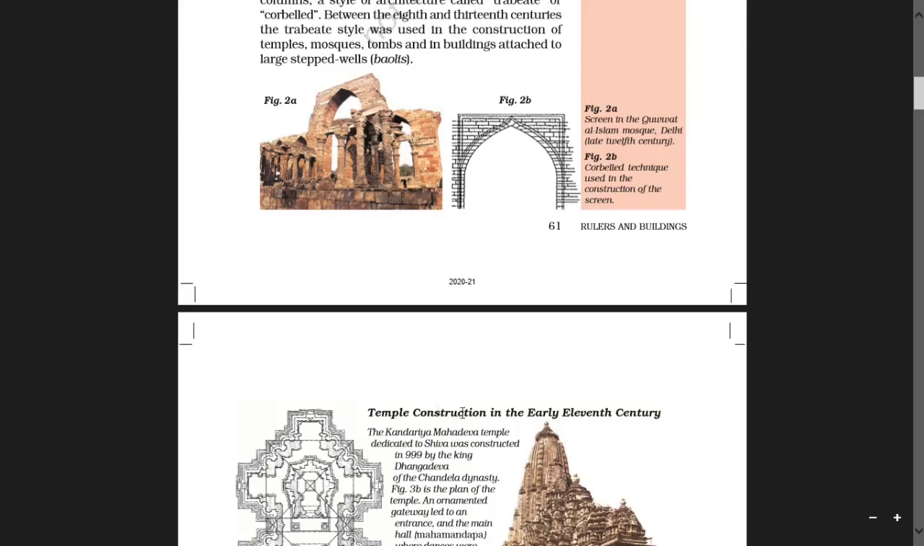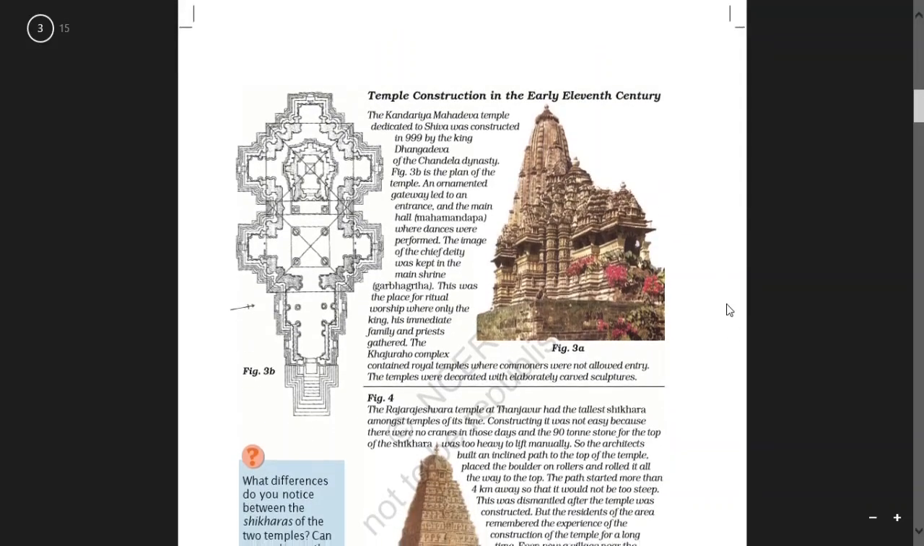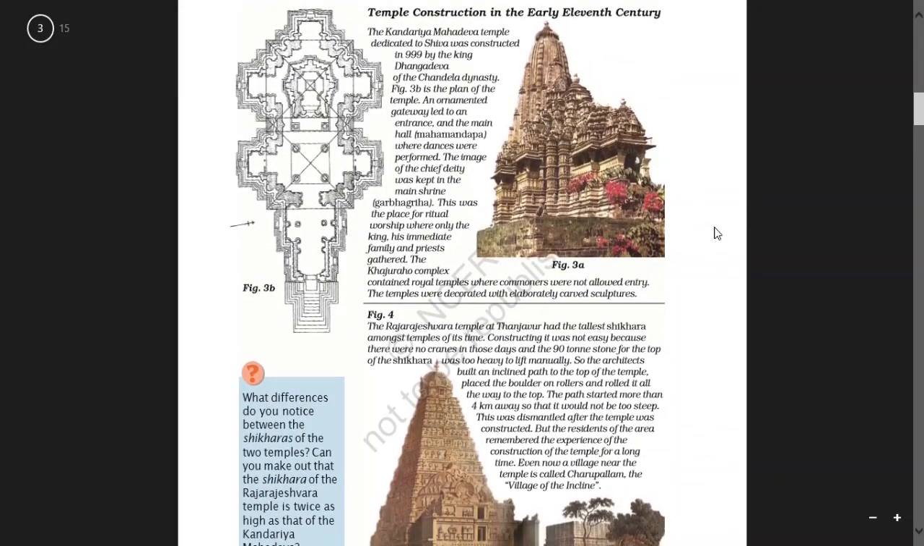Temple construction in the early 11th century. Now let us see, boys, a temple which was constructed in the early 11th century. The Kandariya Mahadeva temple dedicated to Shiva was constructed in 999 by King Gangadeva of the Chandela dynasty.